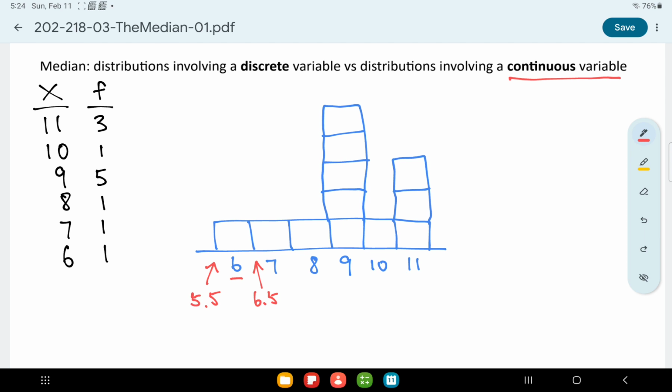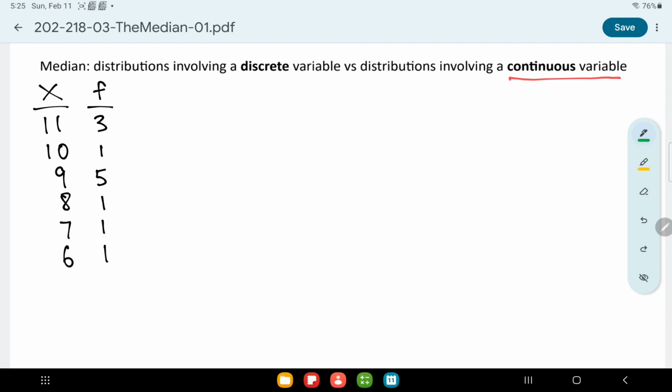involving a continuous variable? No, it isn't. And here's why. Here's a concept for you to recall. Recall that the median is defined as the middle number of a distribution. And by definition, this middle number is the number where half the scores would be smaller than it and half the scores would be larger than it.